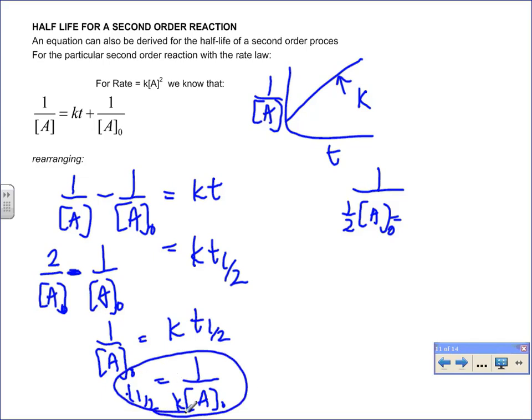Okay, so if you're comparing zero to first to second order, what's important is to understand the relative dependency on the rate constant and the initial concentration. So for a second order reaction, it's inversely dependent on both the rate constant and the concentration.